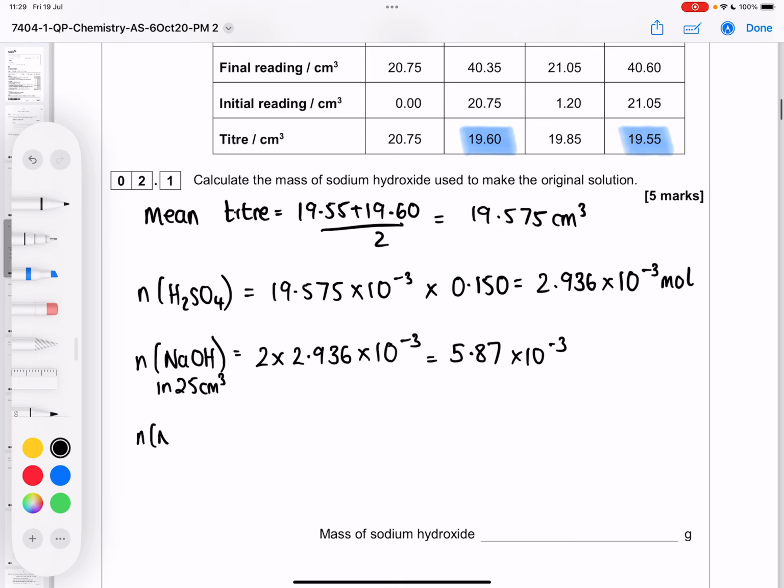So how many were in the flask? And remember that the flask was not 250, it was 200. So there are not 10 25s, there are only 8 25s in 200. If you do 200 divided by 25, you'll see that that is 8. So we're scaling up by a factor of 8.